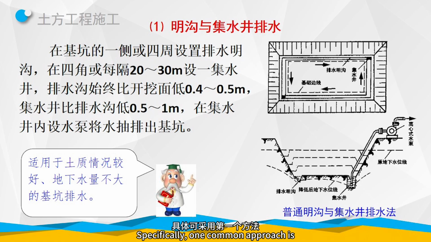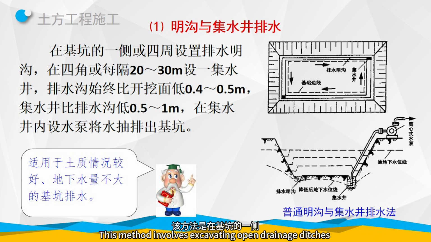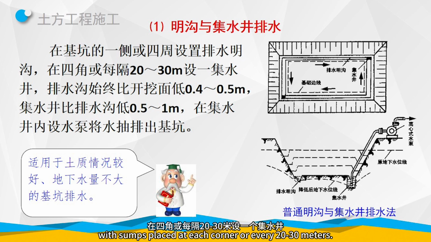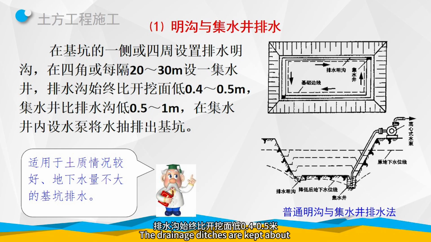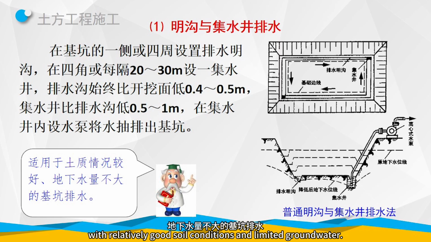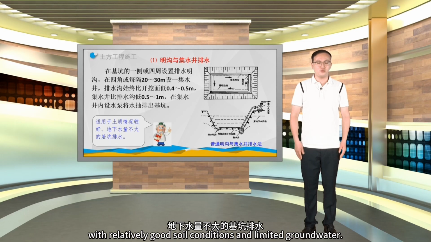Specifically, one common approach is the open ditch and sump drainage method. This method involves excavating open drainage ditches along one side or around the foundation pit, with sumps placed at each corner or every 20 to 30 meters. The drainage ditches are kept about 0.4 to 0.5 meters below pit bottom, while the sumps are 0.5 to 1 meters deeper than the drainage ditches. Water pumps are installed in the sumps to pump the water out of the foundation pit. This method is suitable for foundation pits with relatively good soil conditions and limited groundwater.